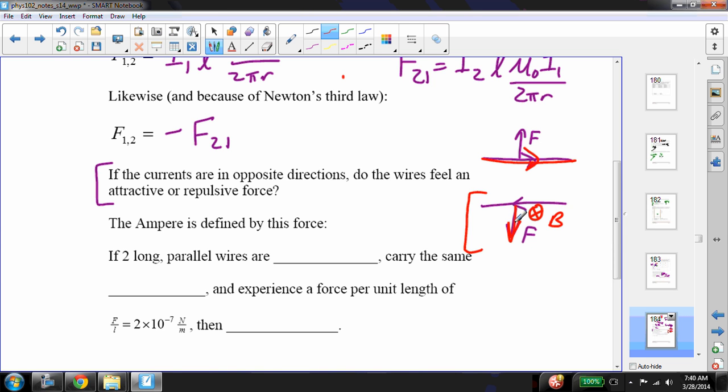Now, we define the ampere based on this force. The ampere is defined in this way: if two long parallel wires are 1 meter apart, if they carry the same current and experience a force per unit length of this value, then we say that the current equals 1 amp. That's how we define the ampere.